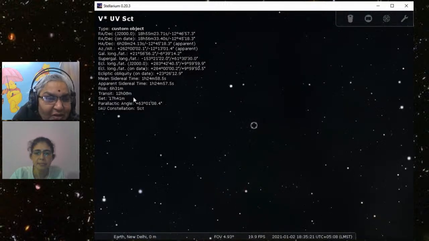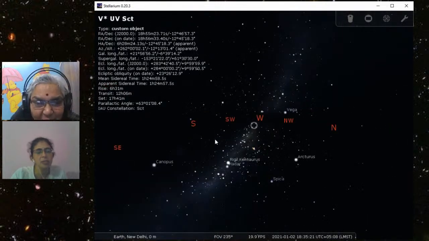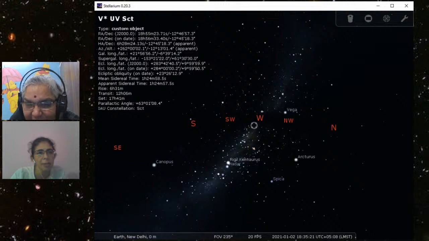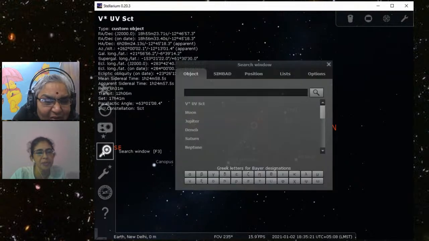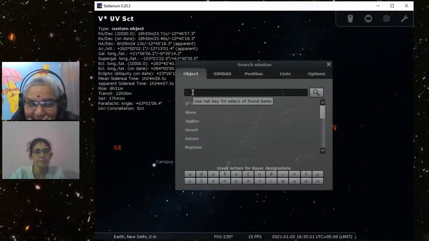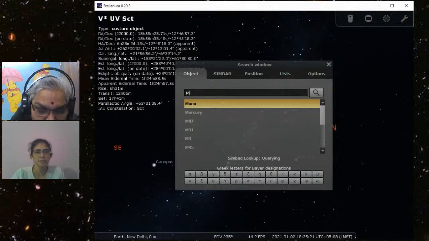So, all right. So that's your UV Scooty, and this is a custom object. There was somebody who wanted to know about this, so I was just pointing it out. So for looking at clusters, I think one thing is probably if we use the Messier catalog, it has a number of open clusters and globular clusters. Type M and then type any number from 1 to 110. You will find beautiful objects in the sky.